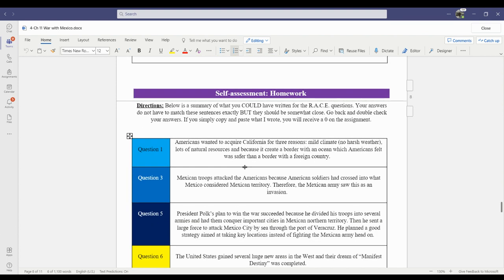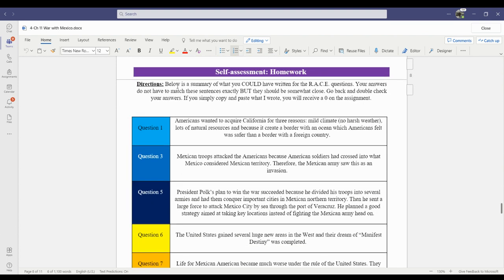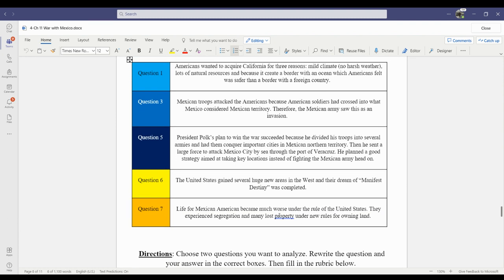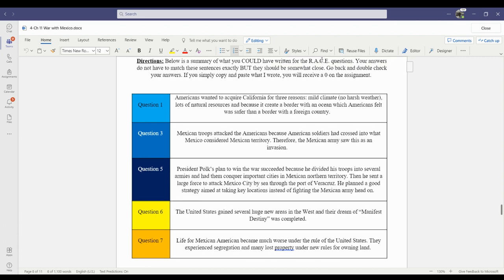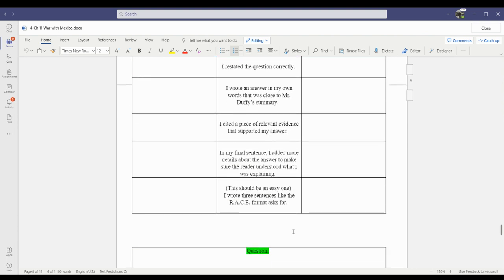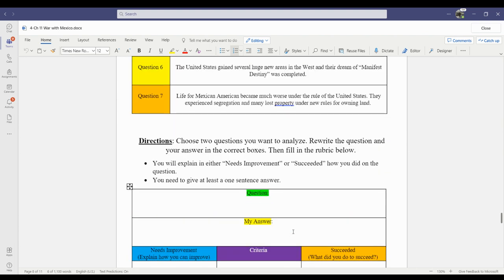The self-assessment part. This is really important. Make sure you're reading this. I've given the answers actually to all the questions, but I don't want you to copy my answers. If you do that, you're going to receive a 0 on the assignment, as it says right there. Basically, you're going to grade and compare yourself to the correct answers I've given.